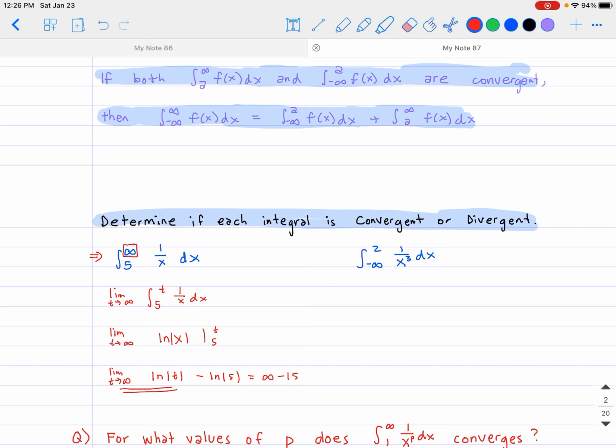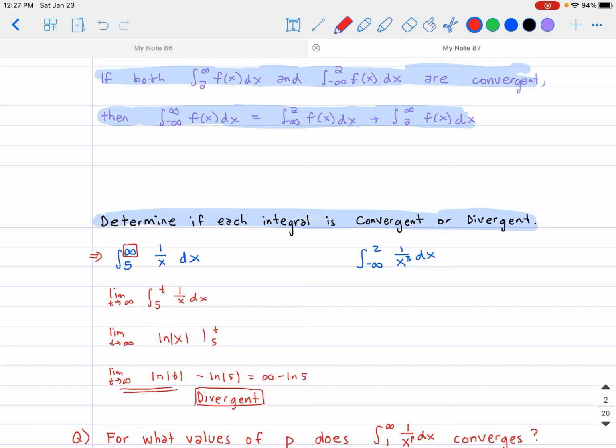So let me go ahead and replace that. So minus ln of 5. And because this is not a numerical value or a real number, that means that this is going to be divergent. Okay. All right. So that's going to be our first one.